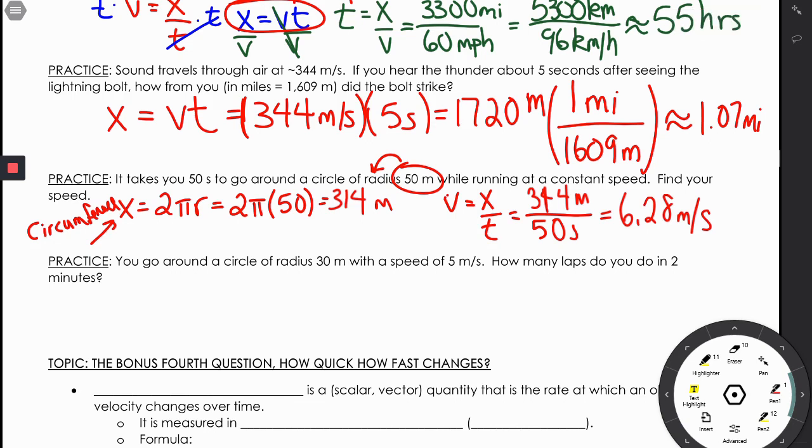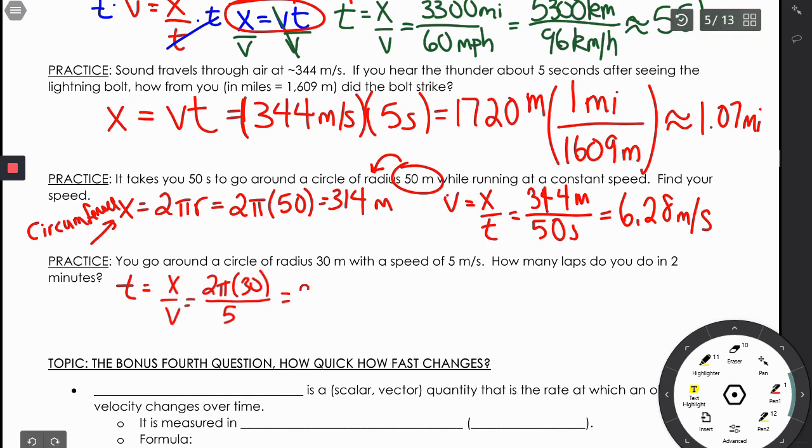The next practice problem says you go around a circle of radius 30 meters with a speed of 5 meters per second. How many laps do you do in 2 minutes? The first thing we need to figure out is how long it takes to do 1 lap. We've already done the algebra for this. It's x over v. Sorry, my mind was jumping ahead of my pen. So we're going to do 2 pi times 30, because that's how far we're going to travel, divided by 5.